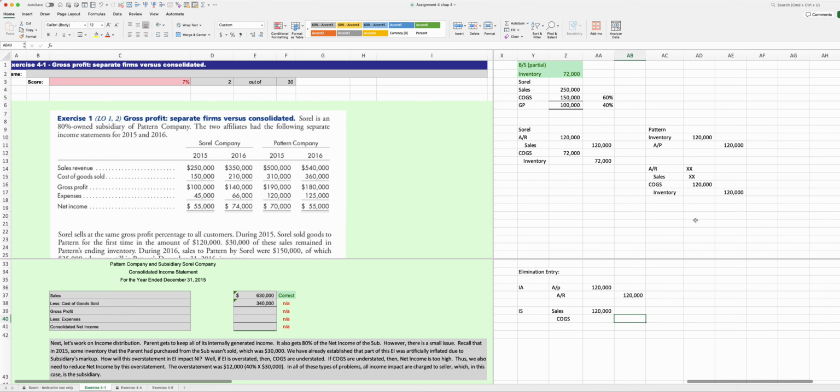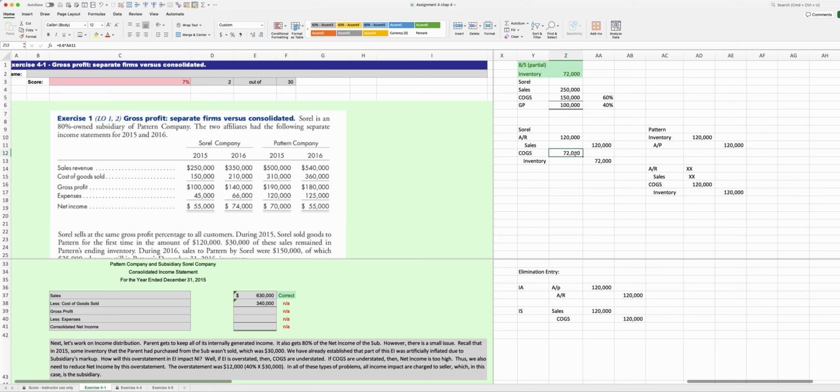And also eliminates this bit here because we don't want this inflated number. We want this initial number that this company or this consolidated group purchased from someone outside of the group, right? They purchased this inventory from outside of the group and then they sold it within. So this is the correct cost of goods sold.